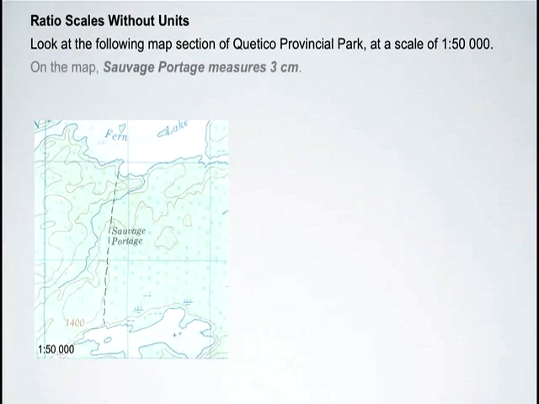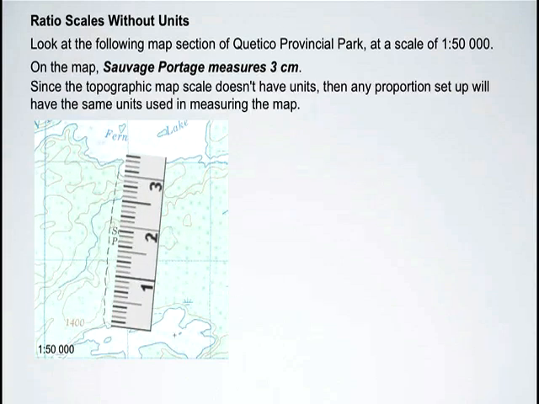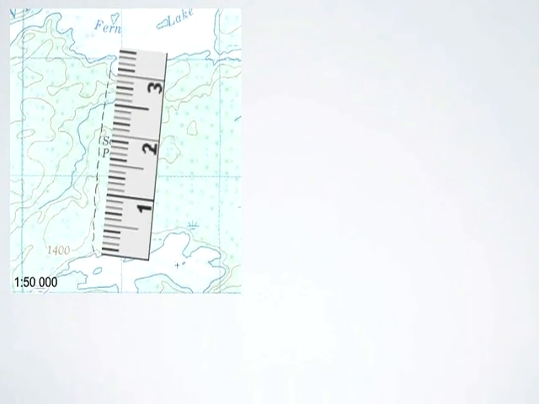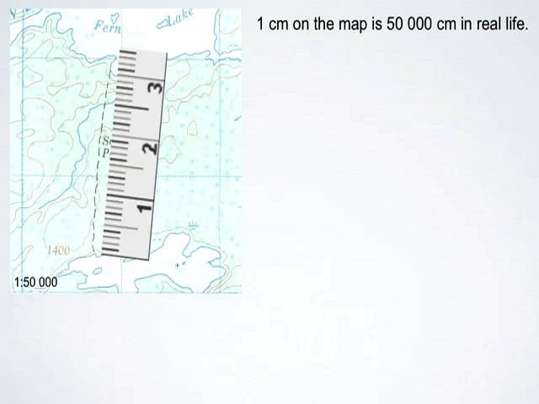On the map, the Sauvage Portage measures 3 centimeters, and that's indicated by the dotted line right here. Since the topographic map scale doesn't have units, any proportion that we set up, as long as we have the same units, will be useful when we want to calculate actual distances. So 1 centimeter on the map is 50,000 centimeters in real life.